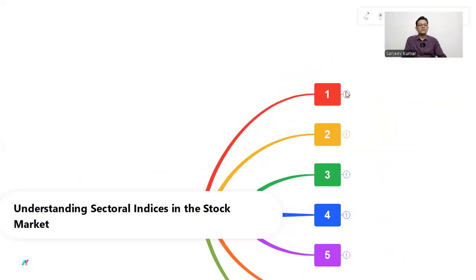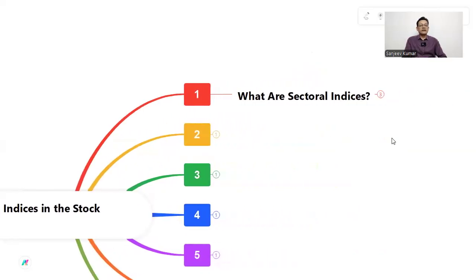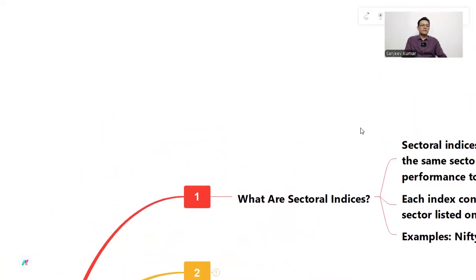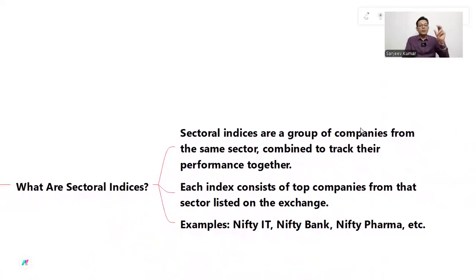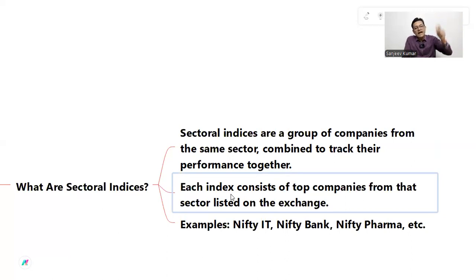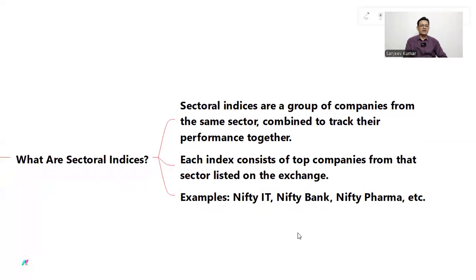Point 1. What are sectoral indices? Sectoral indices are a group of companies from the same sector combined to track their performance together. So it is a very simple thing. Each index consists of top companies from that sector listed on the exchange. For example, Nifty IT, Nifty Bank, Nifty Pharma, etc.